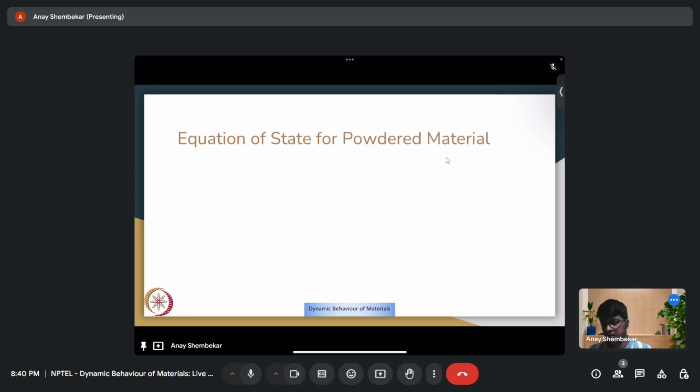I think we are now on the last part. The final part for this week is to find an equation of state for powdered materials. So we first consider the case of solid.